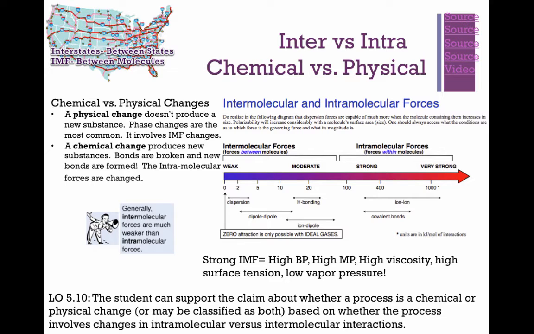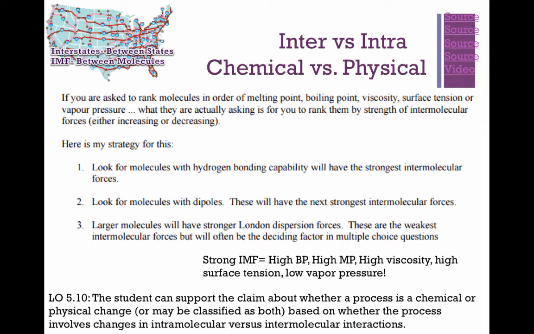So this shows you the different types. You go from the weakest intermolecular to the strongest intramolecular. So we go from dispersion, dipole-dipole, hydrogen bonding, and we have covalent bonds, and you don't even have the ionic up here, but ionic is going to be the strongest. Okay, and then if you're asked to rank molecules in order of melting point, boiling point, viscosity, vapor pressure, they just want you to look at IMFs.